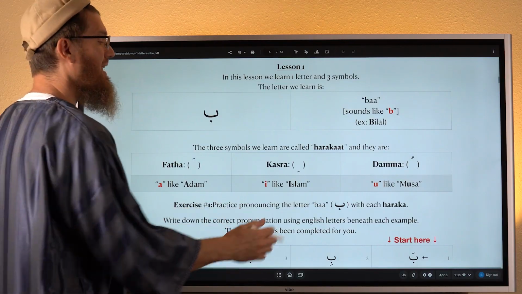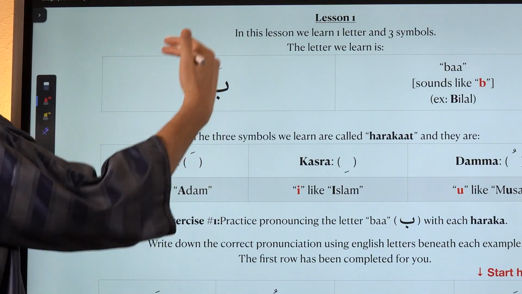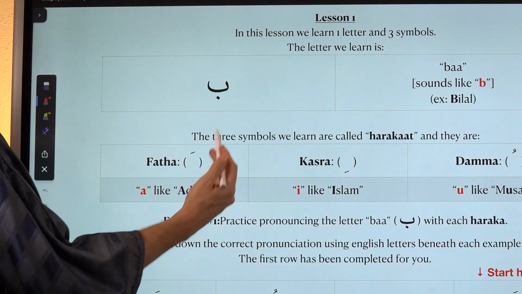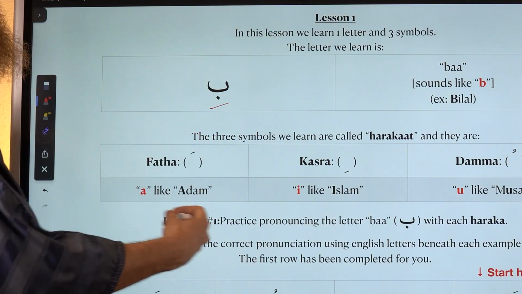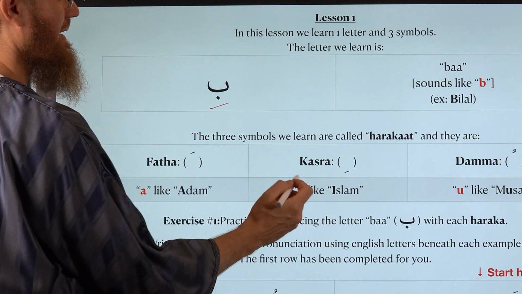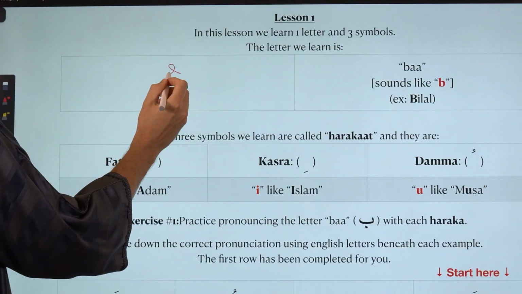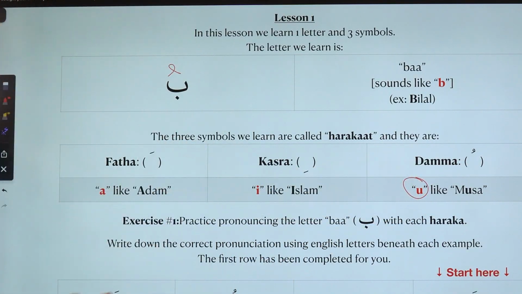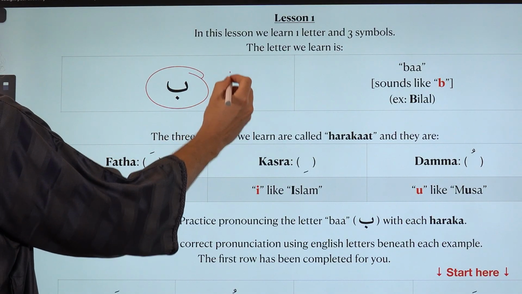So a quick review of the harakat. The fatha is written above, and it represents the sound like the English A. The kasra is written beneath, and it makes an E sound like the I in English. And the dhamma is a loop, it represents the oo sound like the English U. And of course, as we mentioned, the letter ba sounds like the English B.